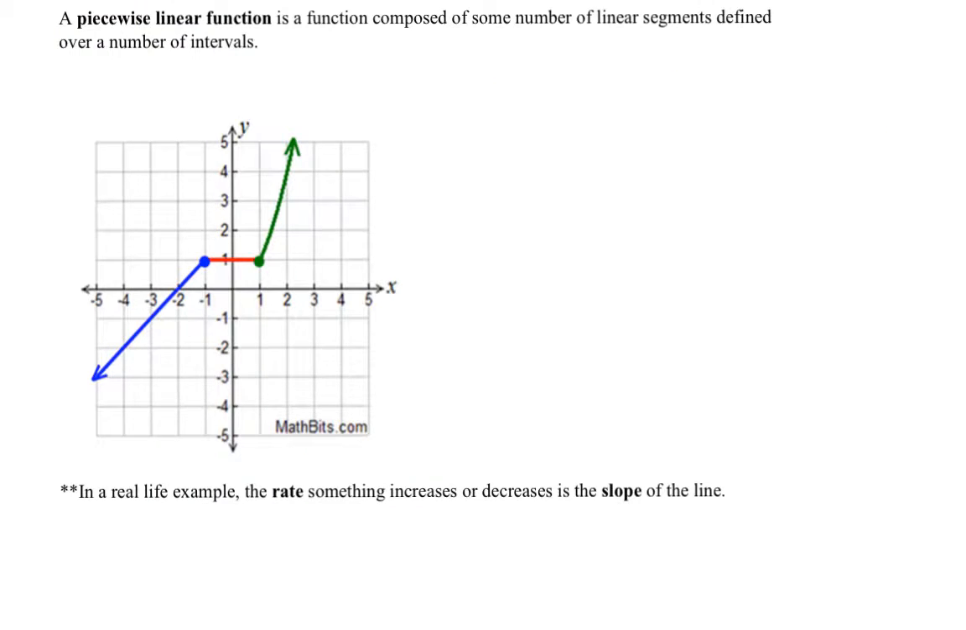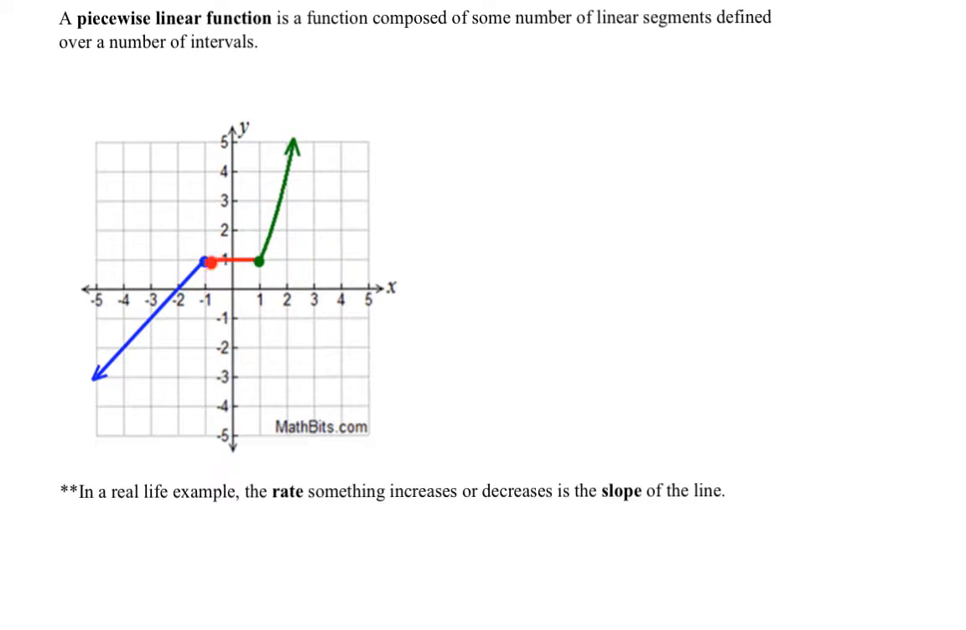So in this lesson, we're going to be looking at piecewise linear functions, and that's a function composed of some number of linear segments defined over a number of intervals. So you can see here, this piecewise function has three parts. It has an increasing line in the blue, and some of these will have endpoints at both ends, and some will keep going forever in the left direction.